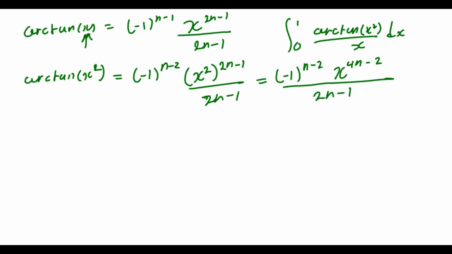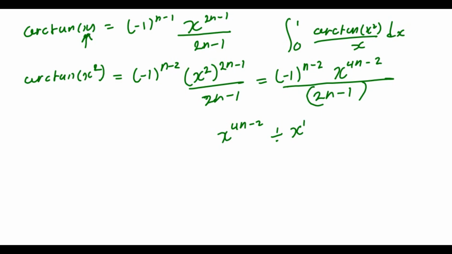But remember, I'm still going to divide by some other x, or multiply by 1 over x. Where is that x coming from? That x is coming from this part. I have this x here, so I'm supposed to put it here. So you have x to the power 4n minus 2 divided by x to the power 1.